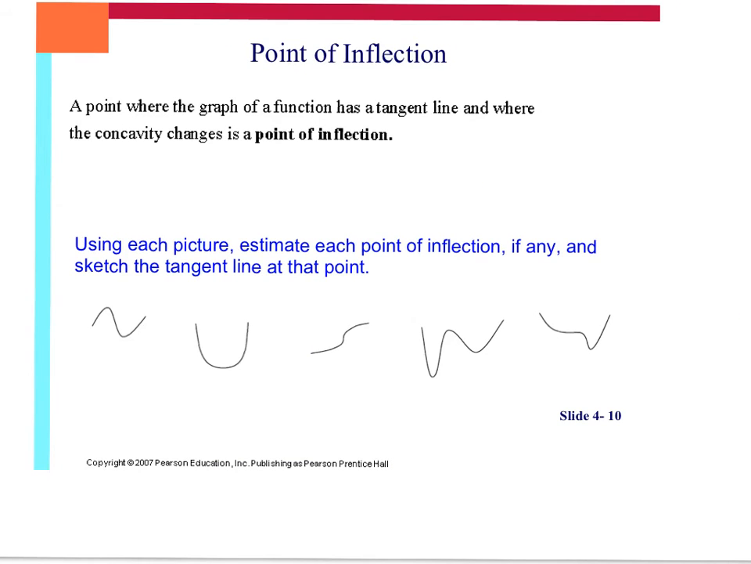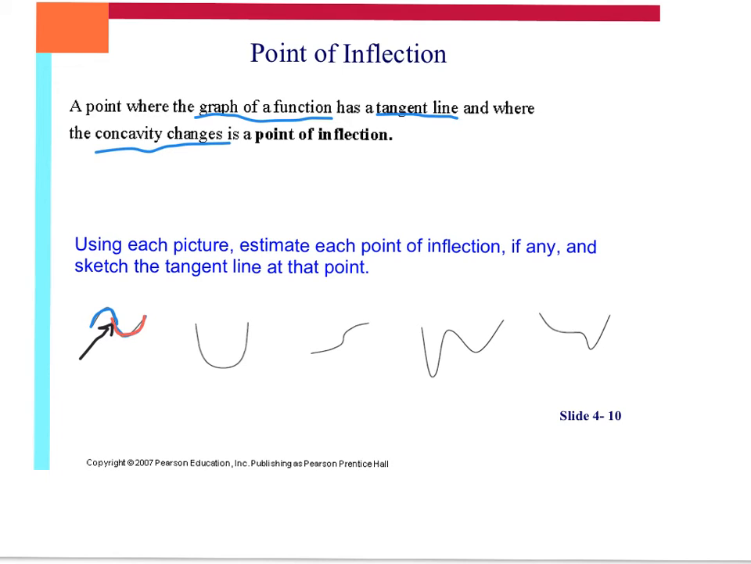And the last topic is point of inflection. I know this is a long video, that's why I'm not putting in questions in it. So a point of inflection is where the graph of a function has a tangent line and where the concavity changes. So in other words, the point of inflection is the point where concavity changes. So I have a couple pictures here. If we look at the first picture, notice it's concave down and then it changes to concave up. Approximately the point of inflection is right there, the point where the graph changes concavity.